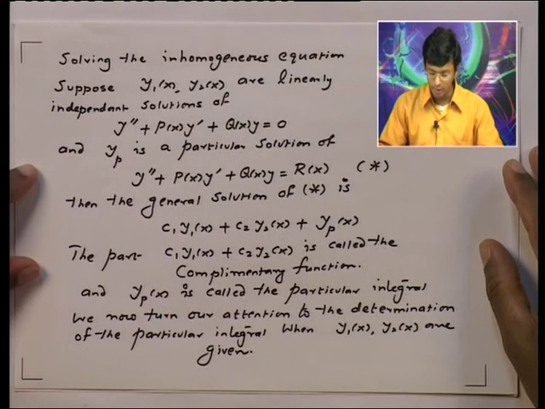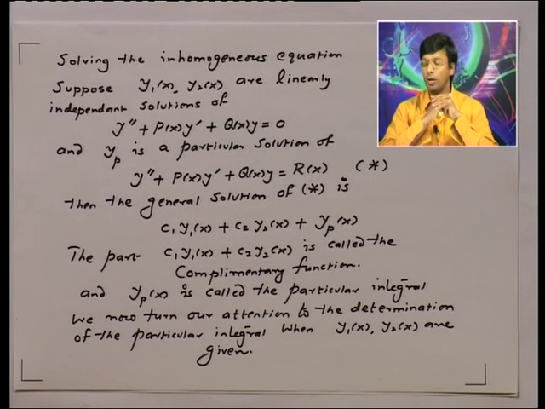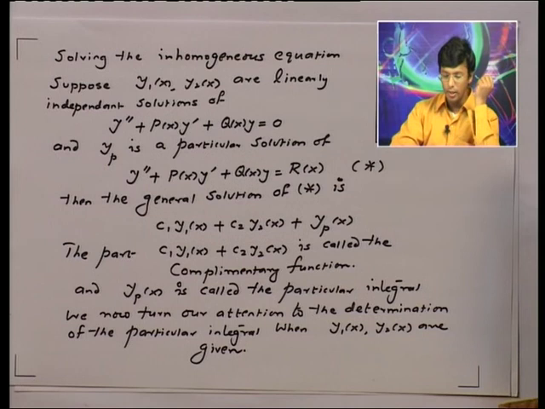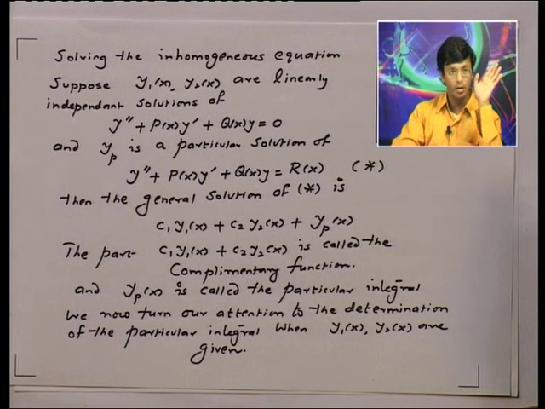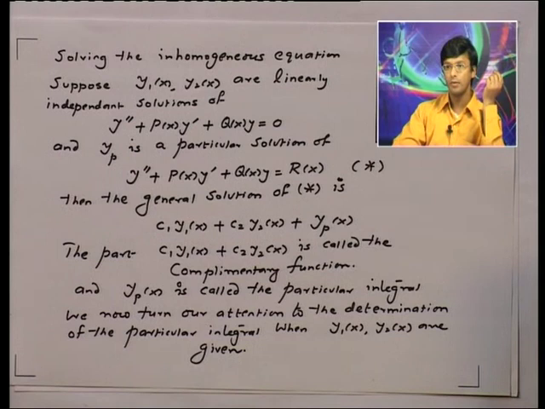Now we want to solve the inhomogeneous equation, correct? Now suppose y1 and y2 are two linearly independent solutions of the homogeneous equation y double prime plus px y prime plus qx y equal to 0. That is, you are given a basis of solutions for the homogeneous equation. Question is, how do you find a particular solution of the inhomogeneous equation y double prime plus px y prime plus qx y equal to rx? That's the next problem that we are going to be concerned with.